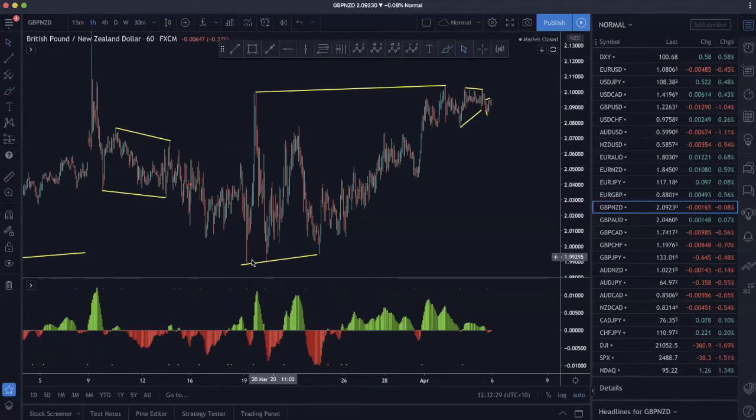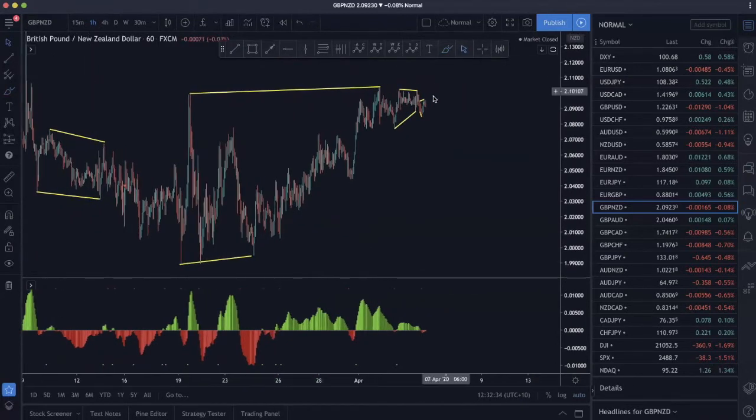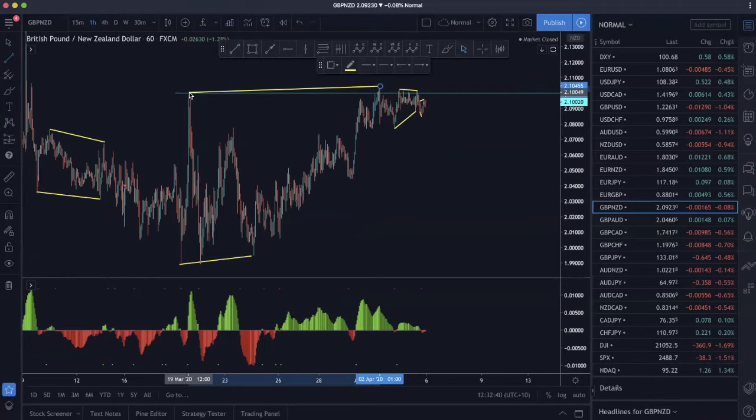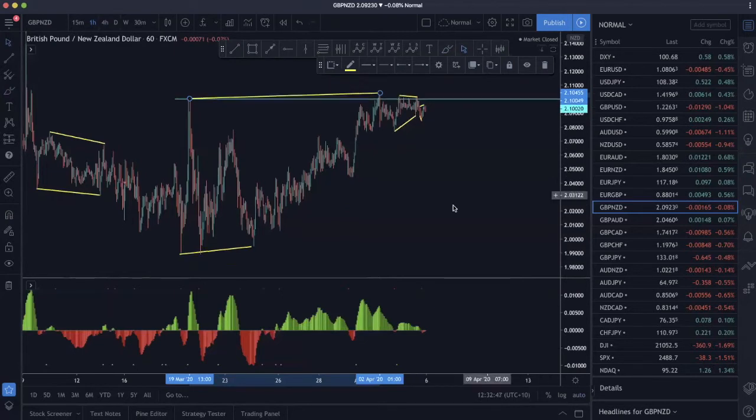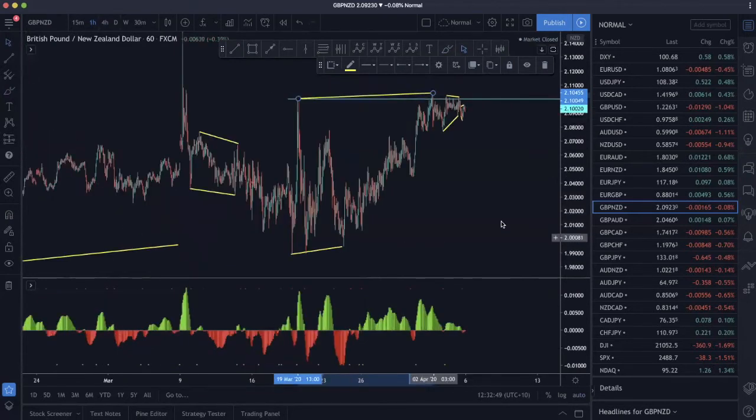So look for sells on pound New Zealand. Yeah, start looking for sells on pound New Zealand. If I was to drop a horizontal, we could say that this is the broken piece. This is your first impulse down. This is potentially your correction. If you get a sell setup here, take it and see how far this goes.